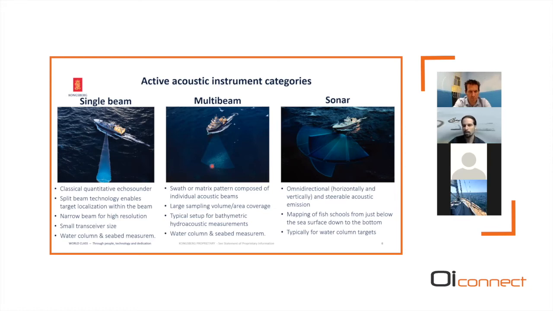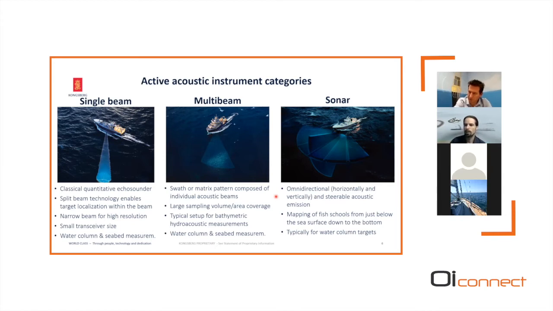A multi-beam instrument can be understood as many single beam instruments next to each other. So you have a fan of individual beams. These can either be in the form of a swath, or they can be arranged in the form of a matrix. By that, you have the advantage of insonifying a very large volume. You can either investigate a large water body volume, or you have a large area coverage on the seafloor. You can use such a system for bathymetric measurements, but you can also use it for water column investigations.